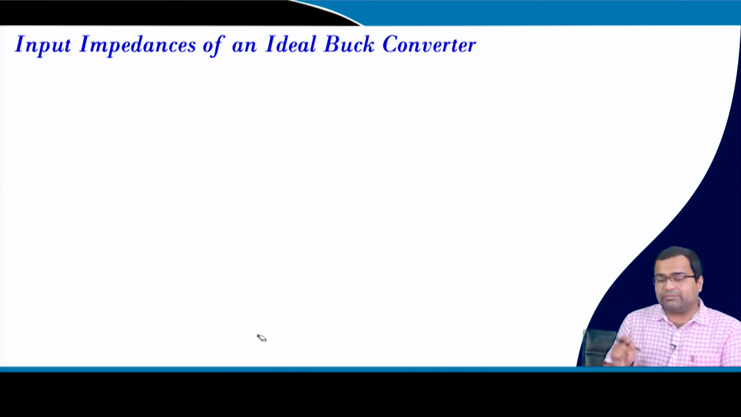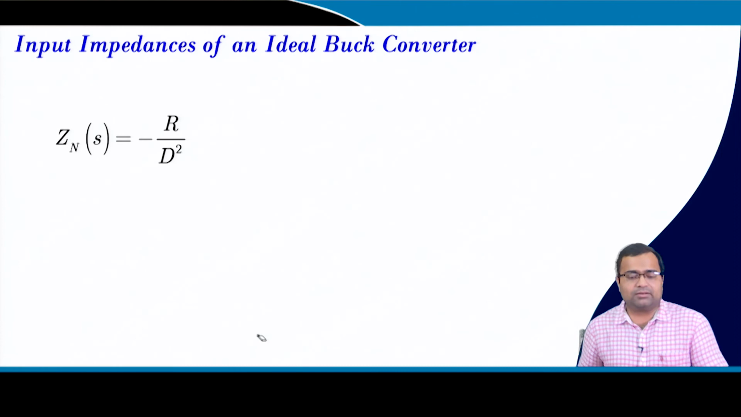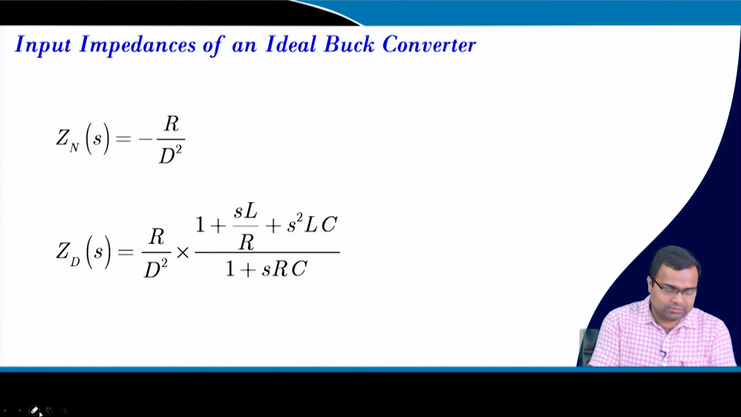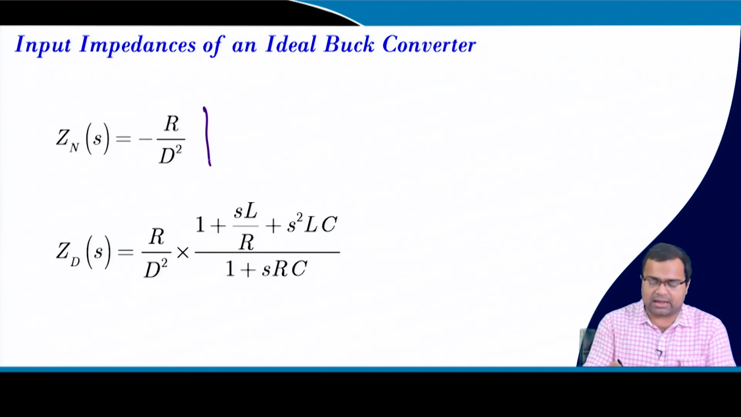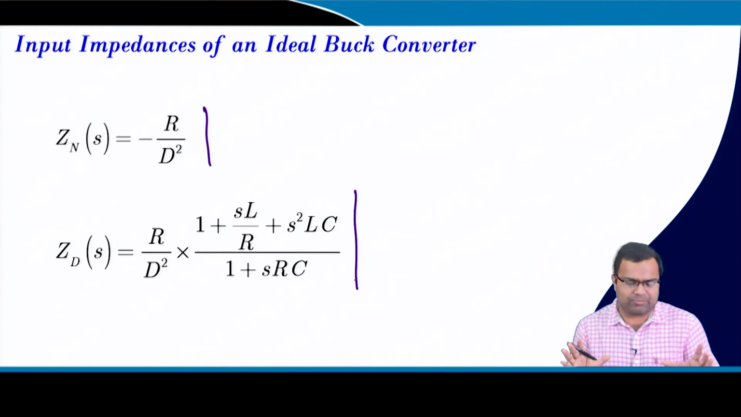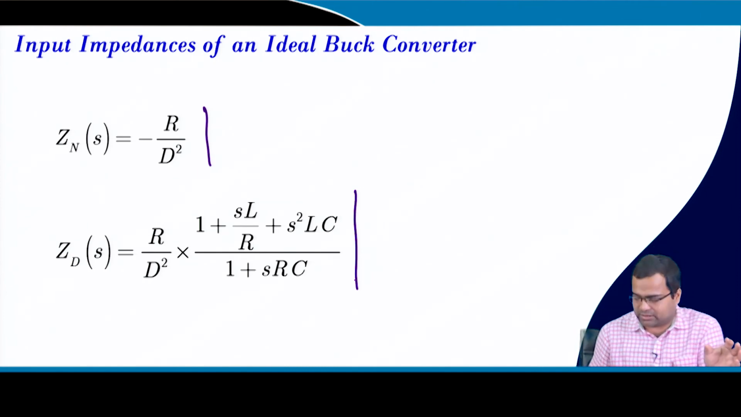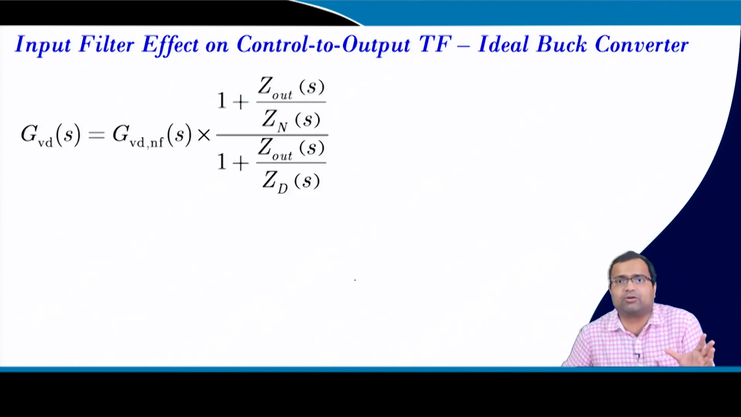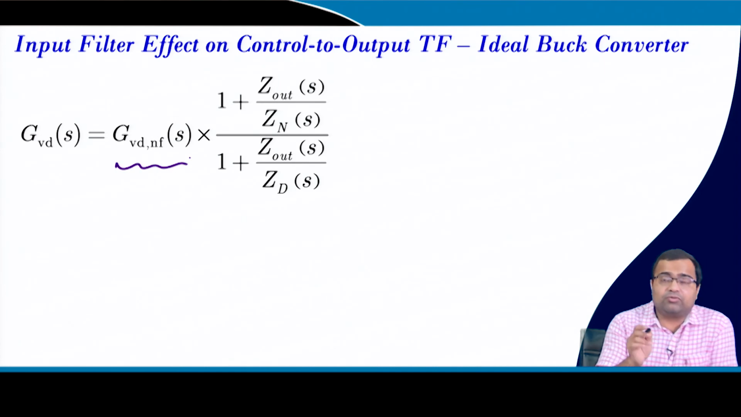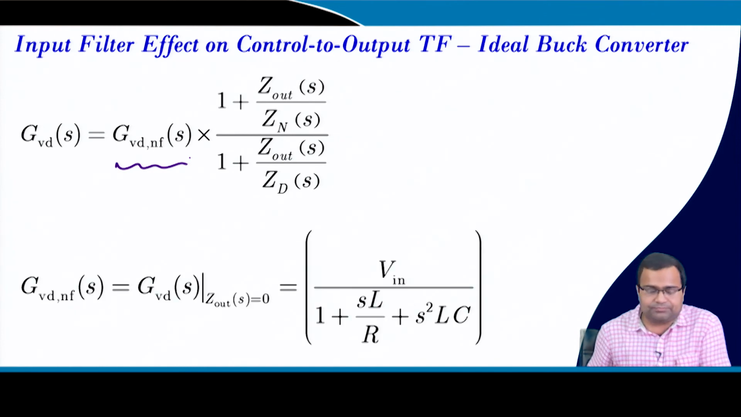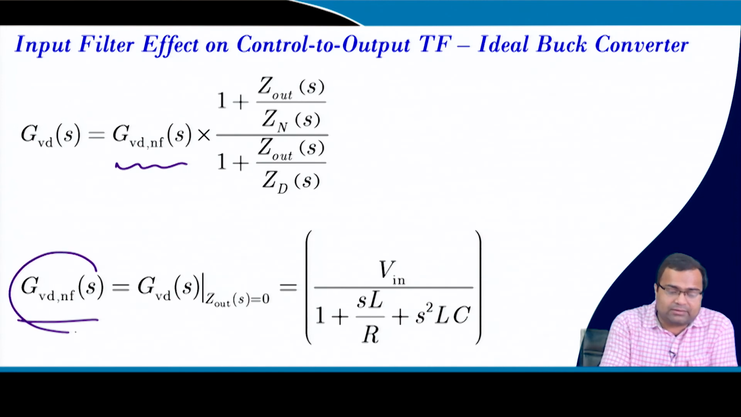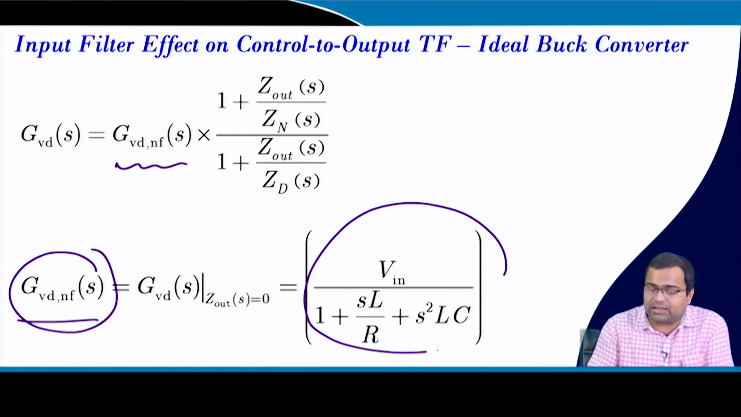Okay. So, that means the input impedance of an ideal buck converter, there are two types of impedance. One is for the null condition output voltage, that is the tightly regulated, another is the traditional input impedance with open loop converter. Okay. Then the effect of input filter on the control to output transformation of the ideal buck converter, we applied the Middlebrook extra element theorem, and we can write it down. The converter with filter and this is without filter, we know the transfer function of the ideal buck converter.